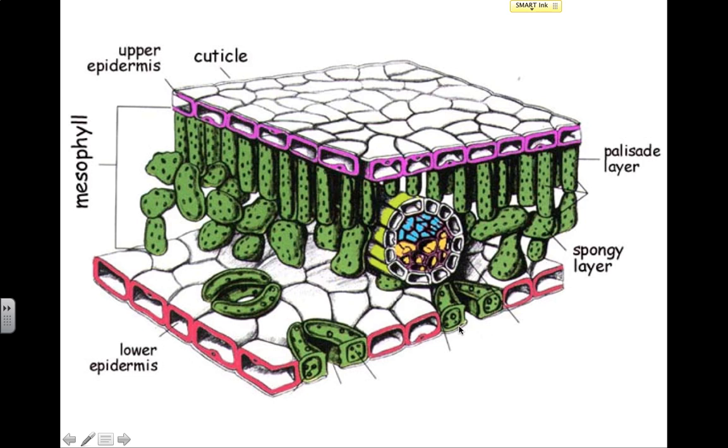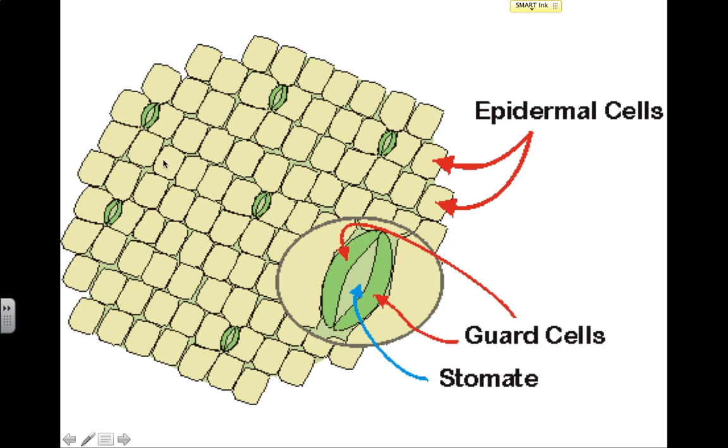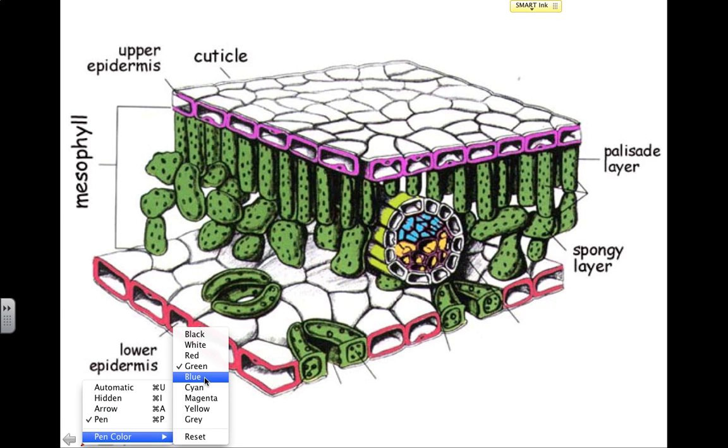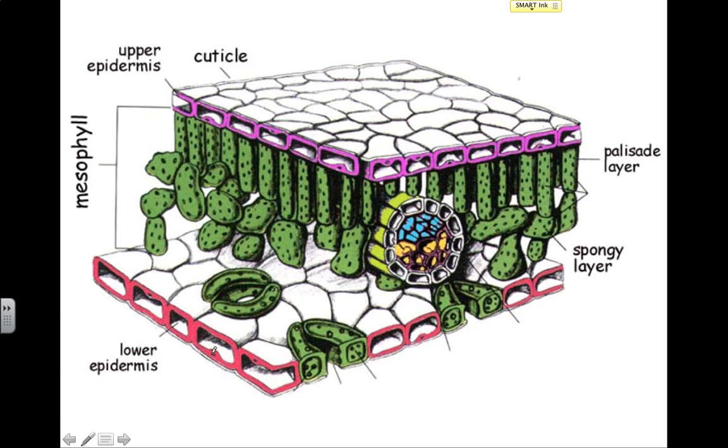This is just another picture of the same thing, so you can see the various structures. Here you have the upper cuticle. Let me get a pen to outline that for you guys. I'll use green again. So up here you have the cuticle. Then below that you have the upper epidermis. You've got that palisade layer below that. You've got the spongy layer below that.